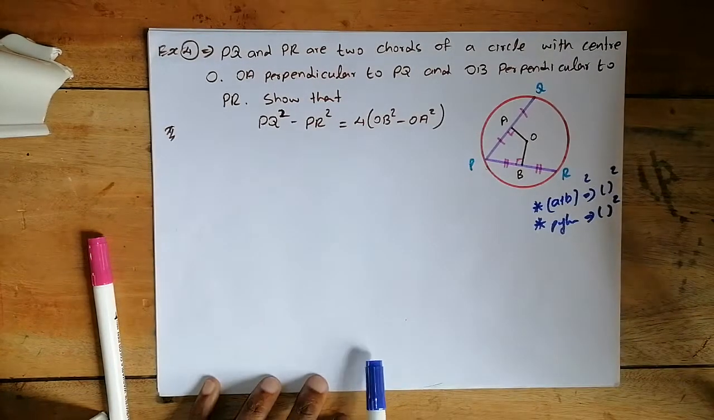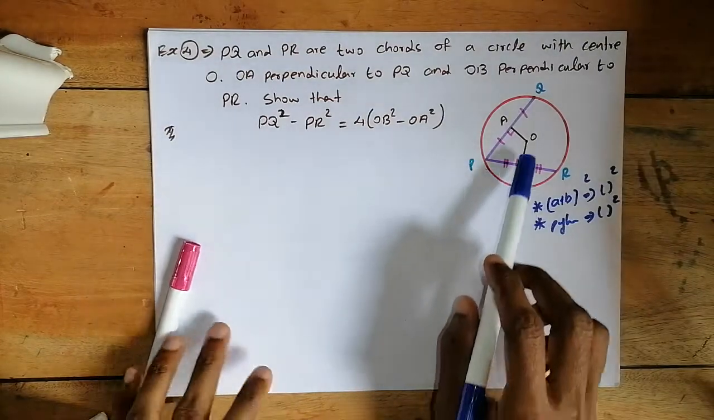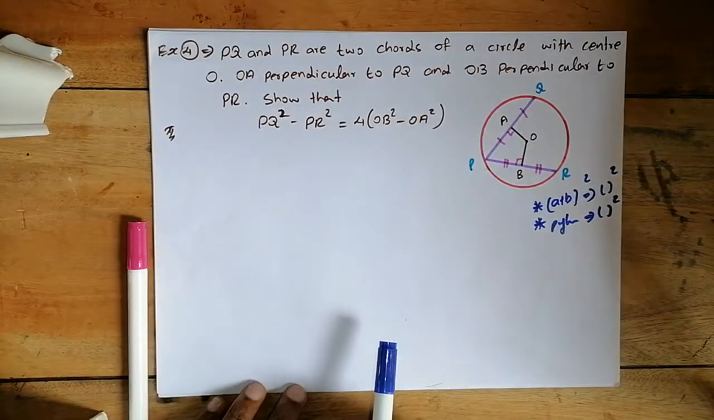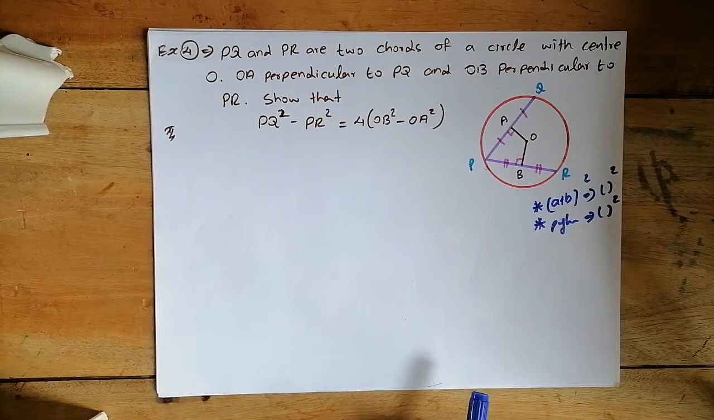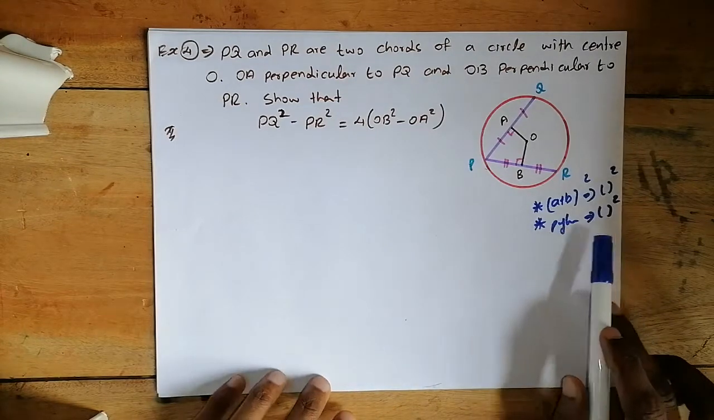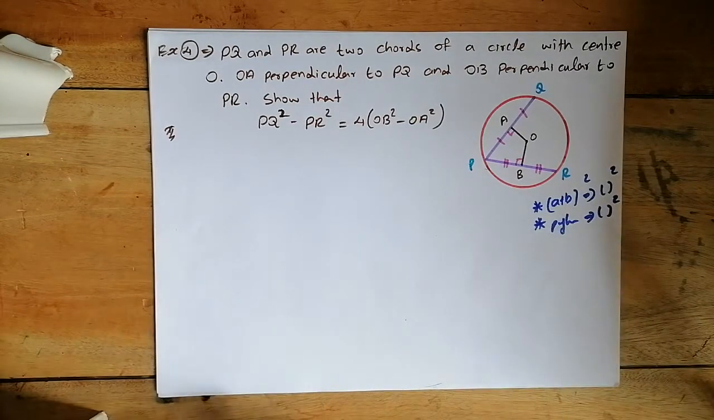answer. As we know, with chords of a circle, we are always dealing with right angle triangles. So the suitable one is Pythagoras theorem. We'll apply Pythagoras theorem.